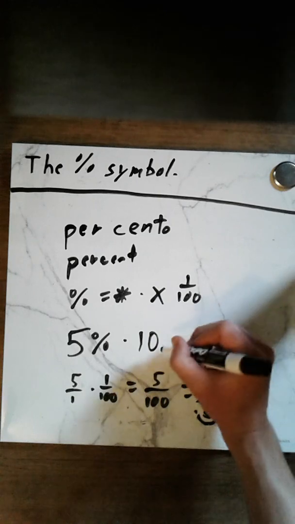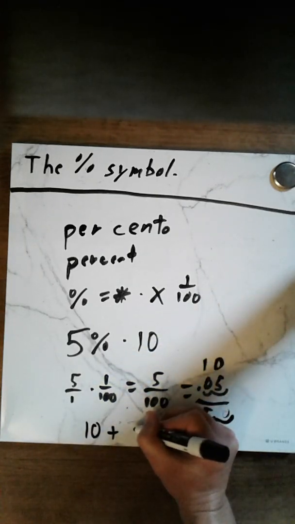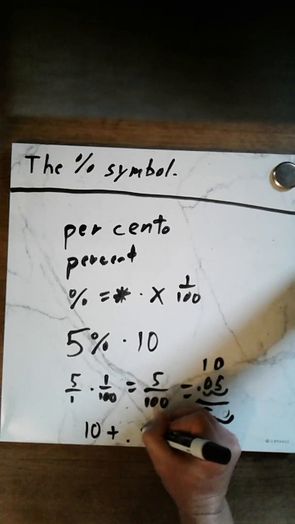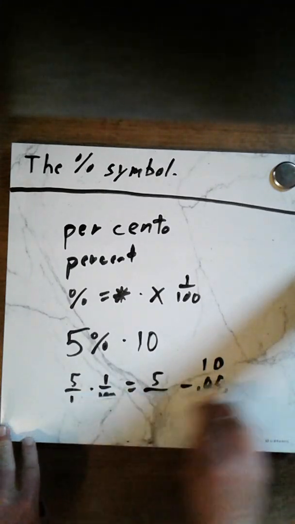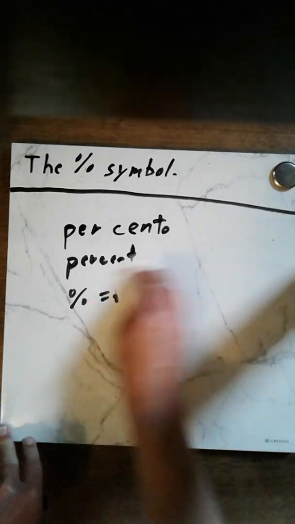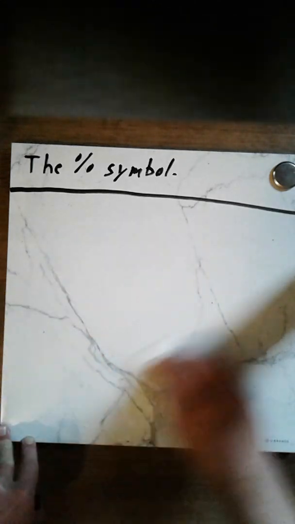So $10 plus 50 cents, and so $10.50 is what you're going to owe the shopkeeper in order to buy whatever is $10. You're going to pay $10 plus 50 cents in sales tax. But all of that is sort of practical and pragmatic, and it's how we use percentages in everyday life.